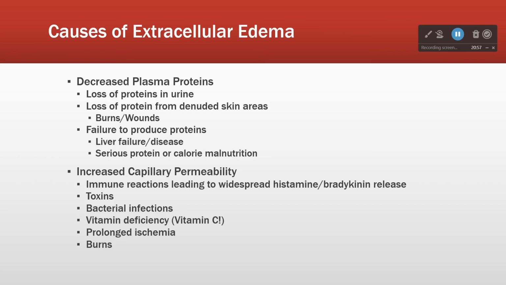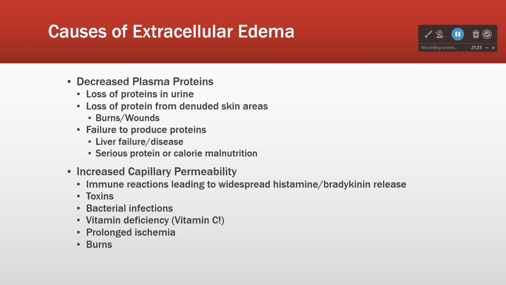Kwashiorkor, for example, will cause massive edema, particularly in the belly, right? So protein is the biggest one. Just plain calorie malnutrition will eventually lead to protein malnutrition because without sufficient calories, you can't make the proteins that you need to make. So that's the whole decreased plasma protein category.